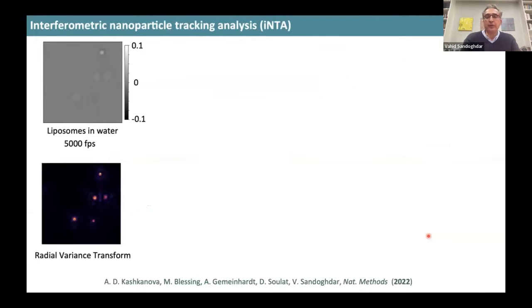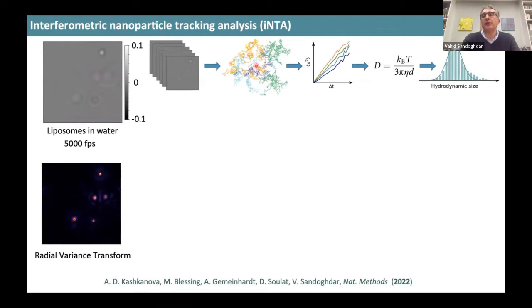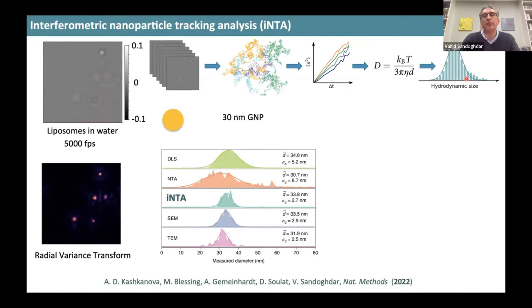Okay, so here's now an example of the type of snapshot of a video that you might record. In one field of view, you have different particles. Some of them are out of focus, some of them are closer, but we can localize each one of them, figure out their centers, and then track them in time, establish trajectories as you would do in NTA as well, and do the same type of analysis, determine the size of the particle, and make histograms.